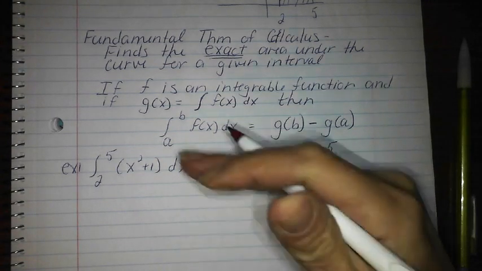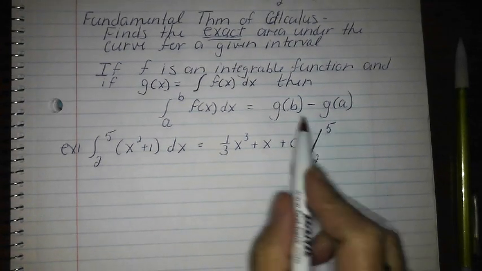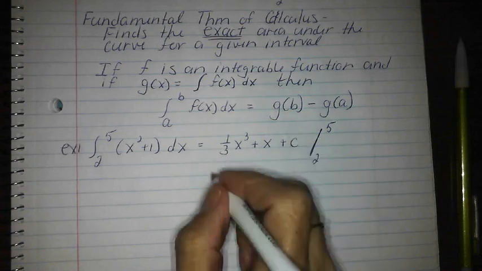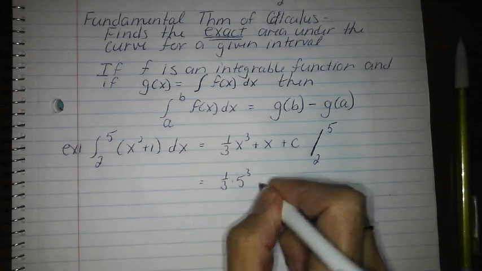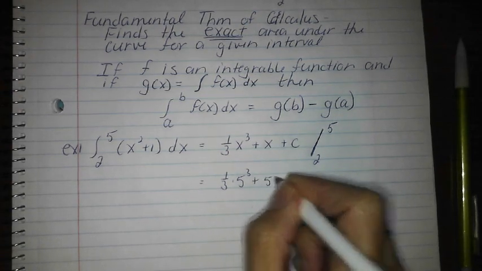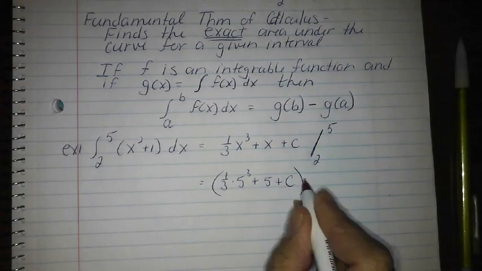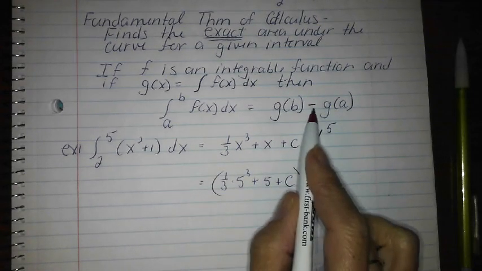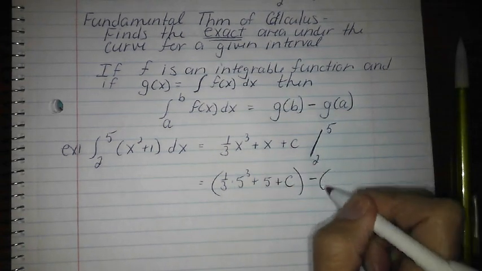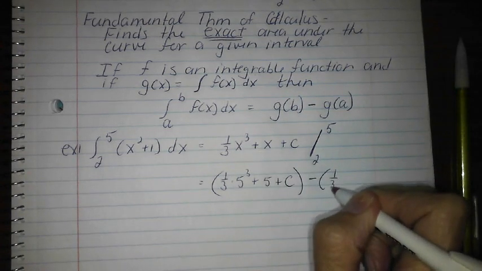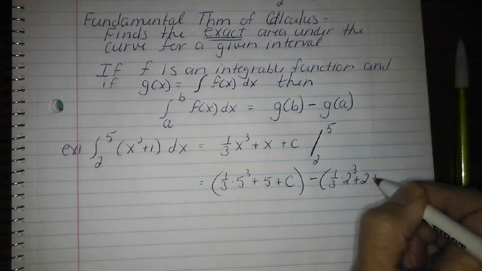So I'm going to take this through the long way, and then we're going to streamline it. So we're going to put the 5, we always put the top one in first. So 5 first, so it's 1/3 times 5 cubed plus 5 plus the constant of integration. We're going to figure all that out, so it's in parentheses. Then I'm going to subtract whatever I get when I plug a 2 in here. 1/3 times 2 cubed plus 2 plus c.